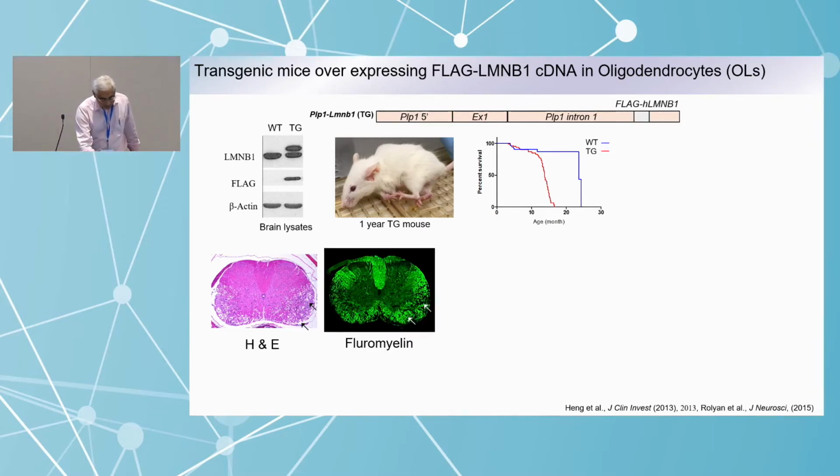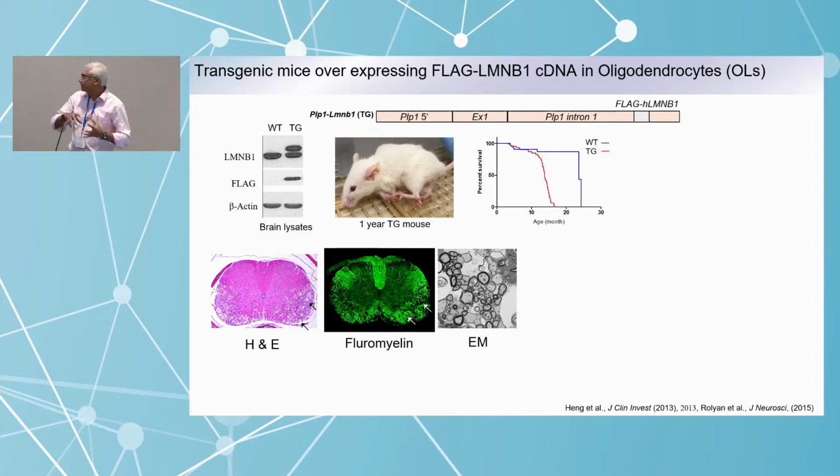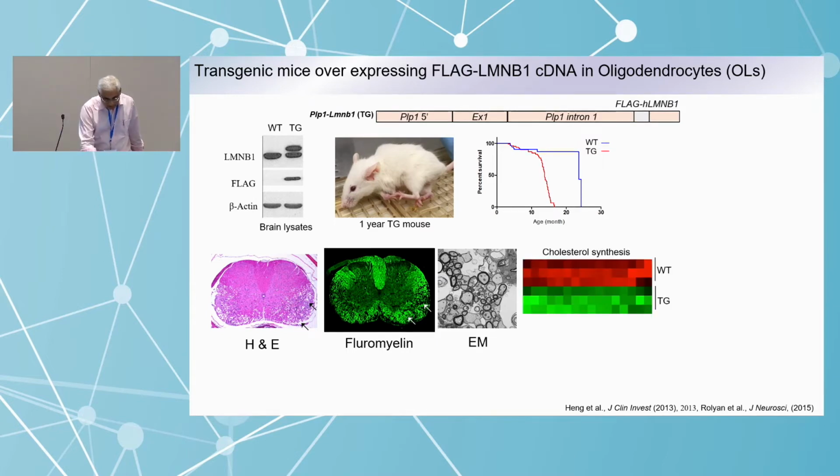This is in the spinal cord. This is a myelin stain. And on EM, you can see a lot of these vacuoles. So to a large extent, I think we're quite happy with this mouse model because it recapitulates many of the features. Of note, this mouse model does not exhibit any autonomic dysfunction. So I think that's something that's quite interesting, and we don't know exactly why that is.